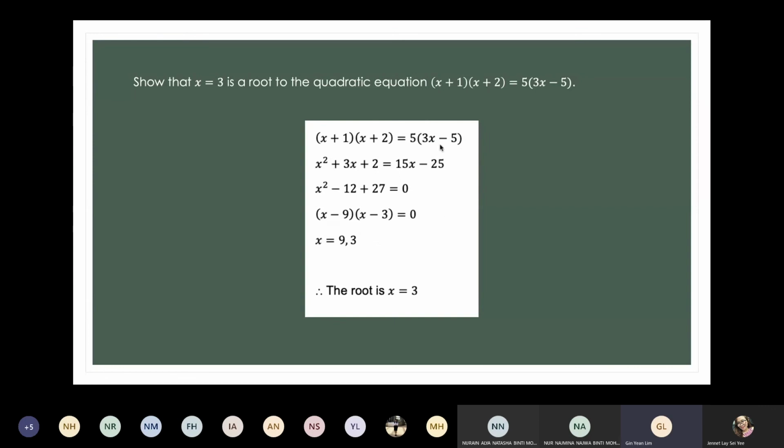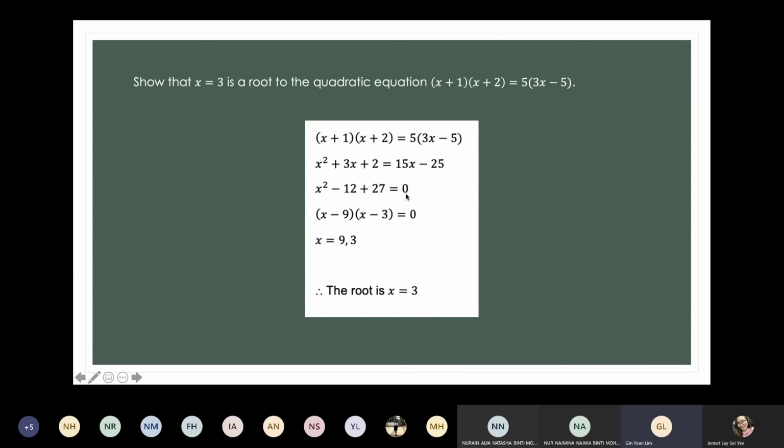Now the last question. Show that x equals 3 is a root of the quadratic equation (x plus 1)(x plus 2) equals 5 times (3x minus 5). It is also the same. You need to expand it first. After you expand it, you form the general quadratic equation.